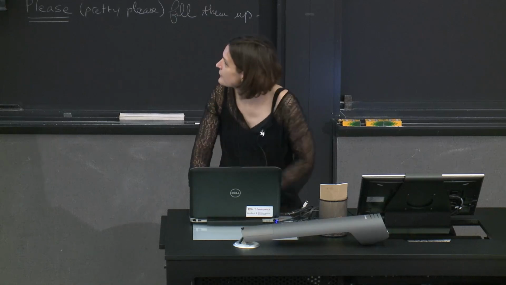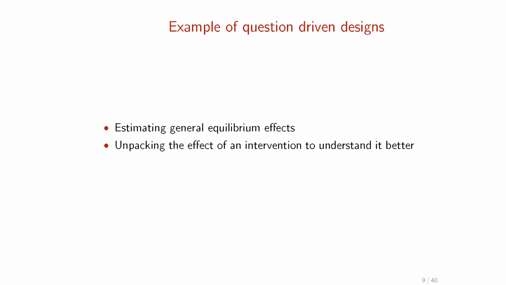Okay, so this was sort of introducing randomization by stealth. And now I want to go over the second type of things I want to discuss about designs, which is, how do you design experiments to answer questions which are economic questions? So not just does my program work, but an economic question. I'll give you two specific examples instead of talking in the abstract. One is estimating equilibrium effects of an intervention, and one is unpacking the effect of an intervention to understand better why it has the effect that it has.